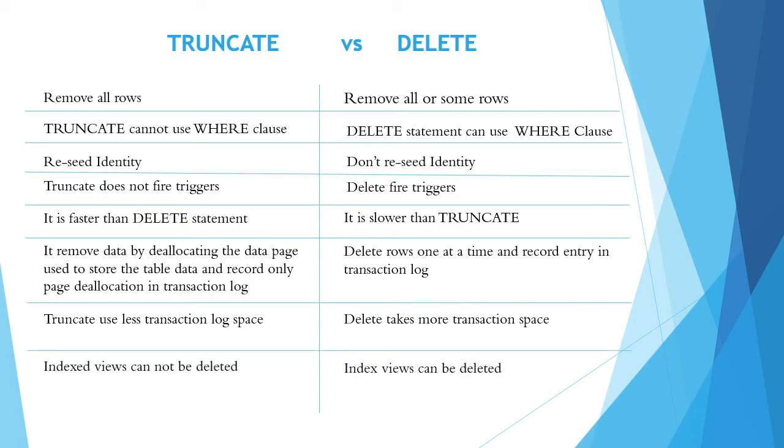Another difference is that using truncate, we cannot delete from indexed views, while the indexed view can easily be deleted from by the delete statement. And the final difference is that truncate is a DDL statement, that is data definition language, while delete is a data manipulation language, a DML statement. Because when we truncate a table, it resets the identity and also deallocates the data pages, which means it makes changes in the table structure. But when we delete records from the table, this command simply manipulates the rows but does nothing with the table structure. So these are the basic differences between truncate and delete.